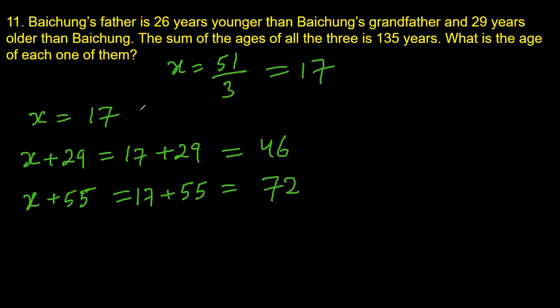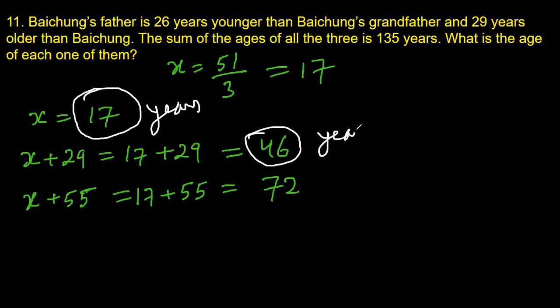So this is the age of these three persons. First one is Baichung. Baichung is 17 years old. His father is 46 years old. Okay, we can write finally the answer. And the grandfather is 72 years old.